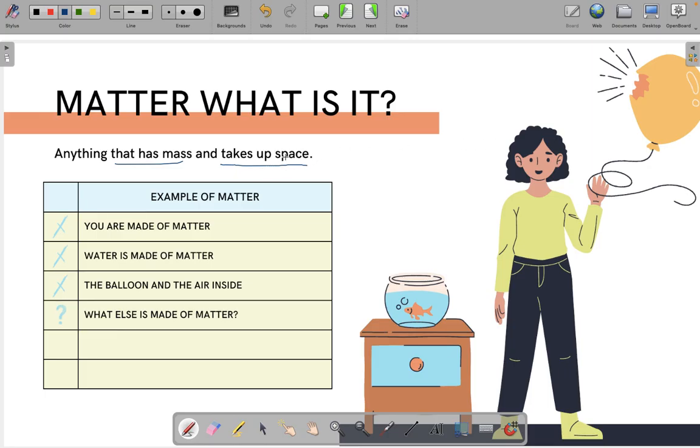So matter means anything around you that has some mass and occupies some space. If you look around you, you are made of matter because you have mass and you occupy space. Water is made up of matter, right? Balloon and the air inside is also made up of matter, right? Is air a matter?